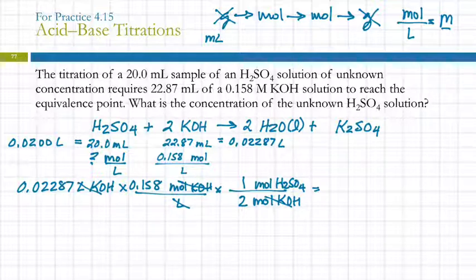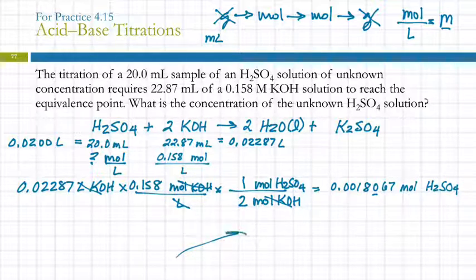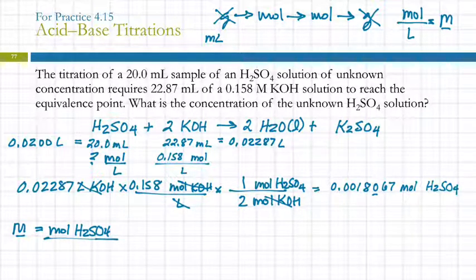I want to keep a minimum of 3 significant figures here. Remember, those leading zeros do not count. There's 3 sig figs, and I'm going to write down 2 extras because that's what I do. That's my moles. I'm trying to find the concentration. So I want the molarity. That's moles of H2SO4 divided by liters of the H2SO4 solution.